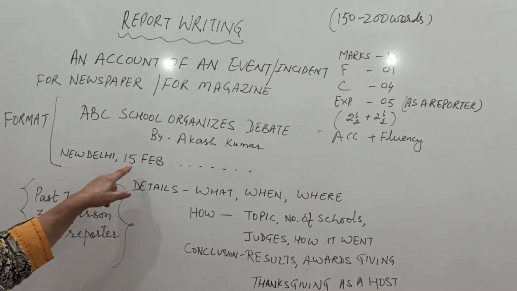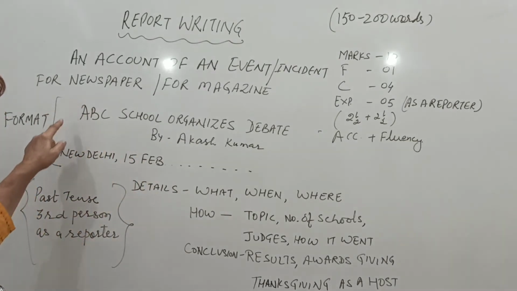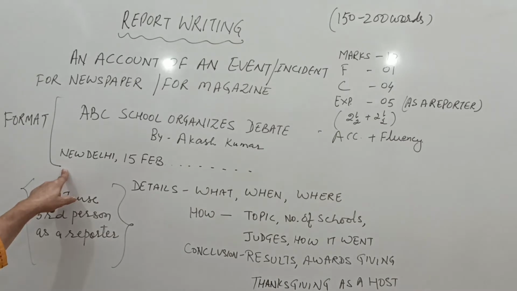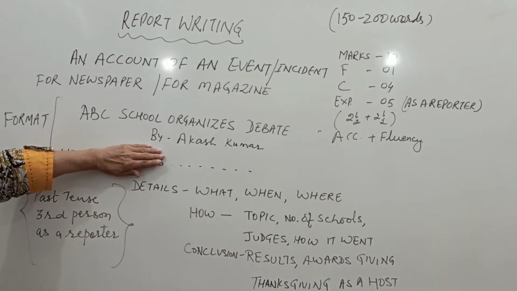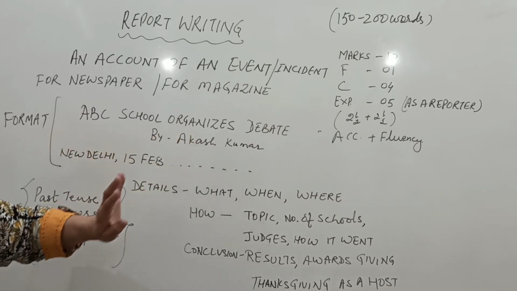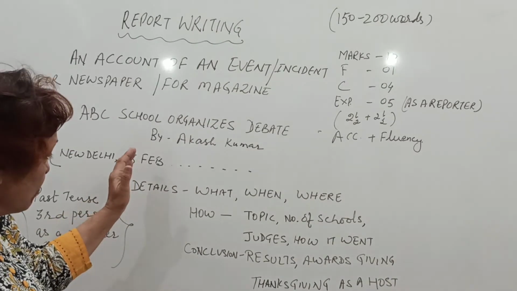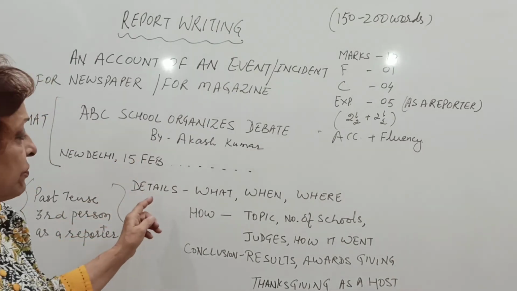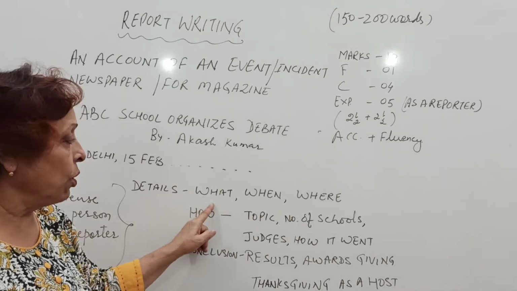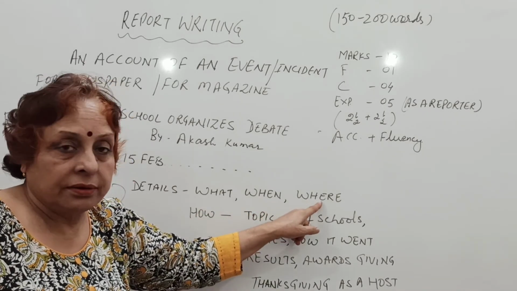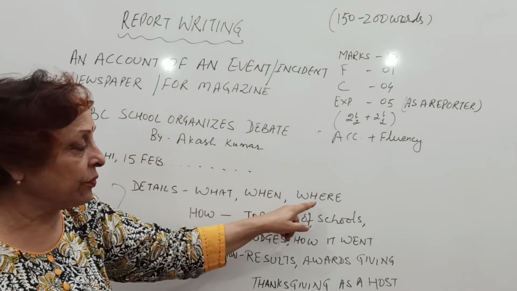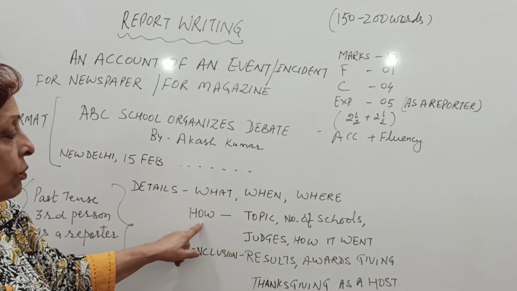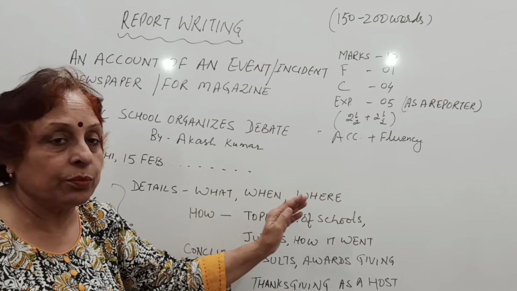New Delhi, 15th February. This is the format for a newspaper. But when you write for a magazine, we don't write this line. We only write the heading and byline. Now, in the body of the report, we write the details: what, when, where. That is, what was the event, when it happened, where, the venue, how it went about.